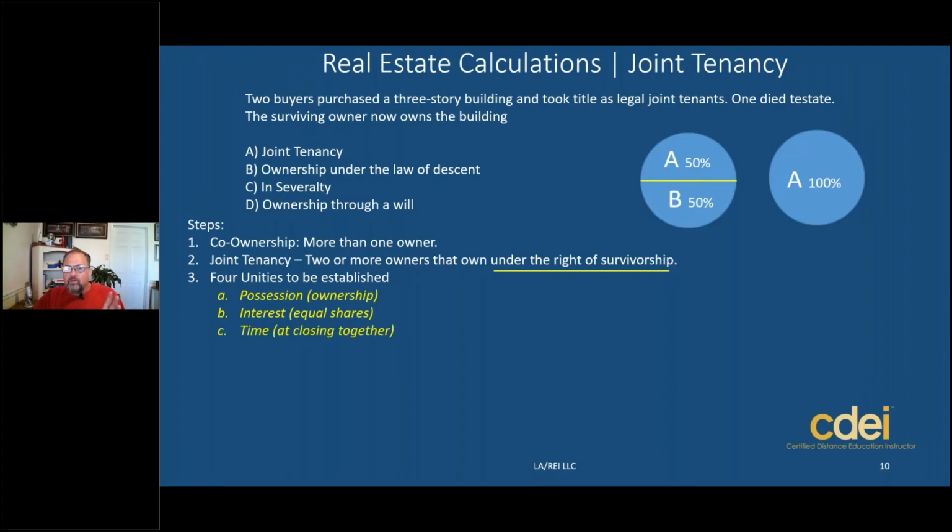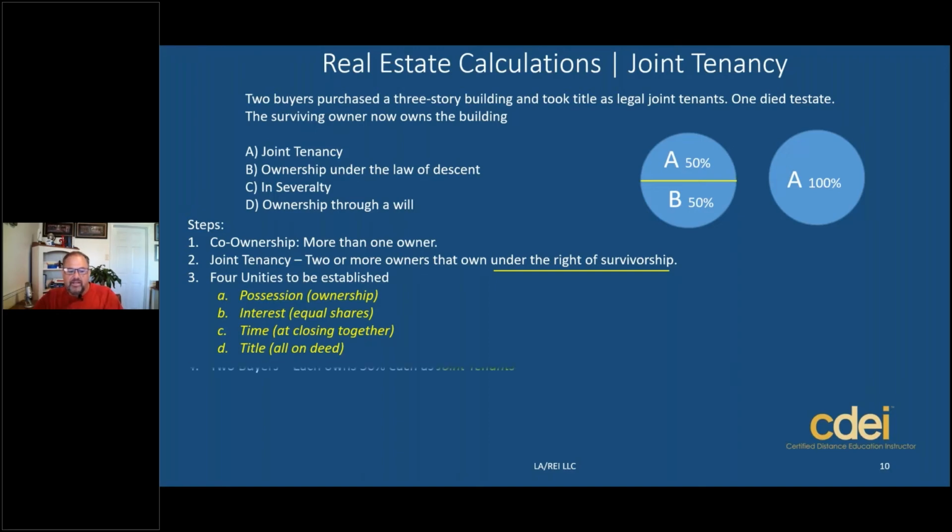They all got to be at closing together. So they all have to be and sign and receive title to the property together at the act of sale. And they all have to be on the deed. Okay, so they all have legal title as equal shares. In this case, we're talking about 50-50.